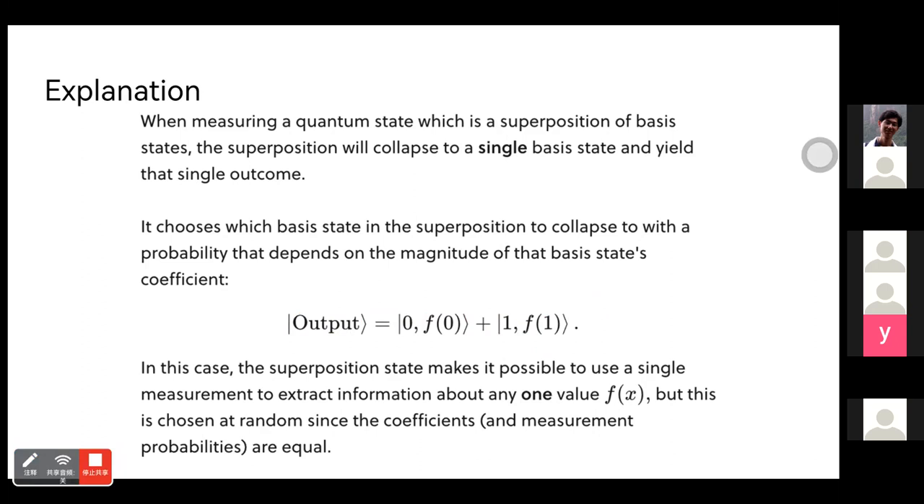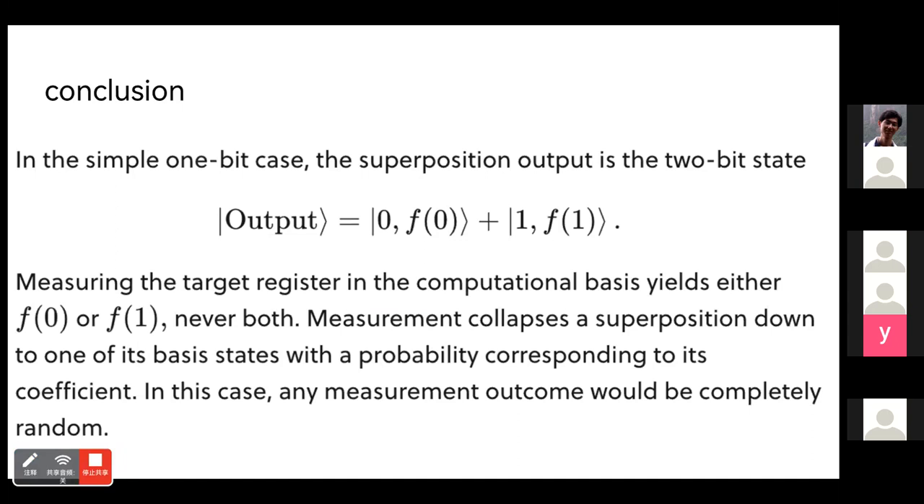Okay, let's proceed. So this is the conclusion: in a simple one-bit case, the superposition output is the two-bit state. If you measure the target register in the computational basis, it is either F0 or F1, never both, because after you measure the superposition, it will collapse to either F0 or F1. Measurement collapses the superposition down to one of these basis states with a probability corresponding to its coefficient. So any measurement outcome would be completely random, so it's not useful. Okay, so how do we make this useful?